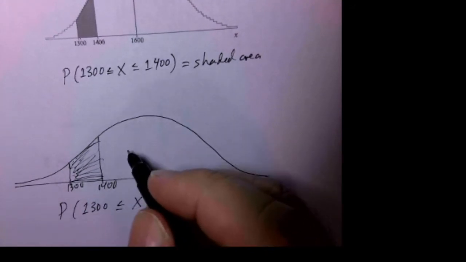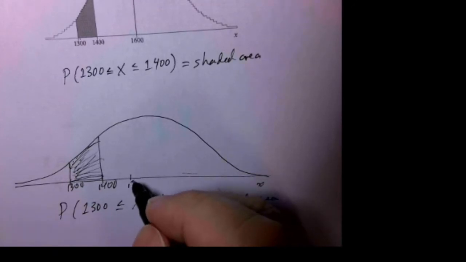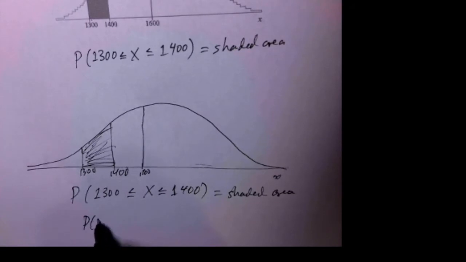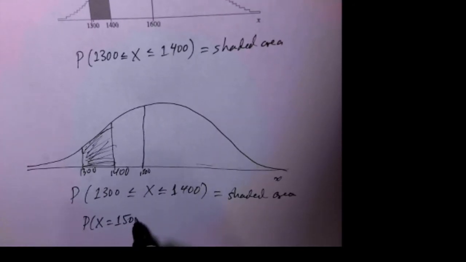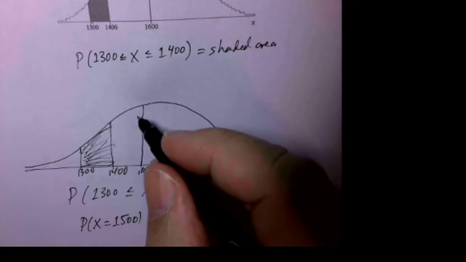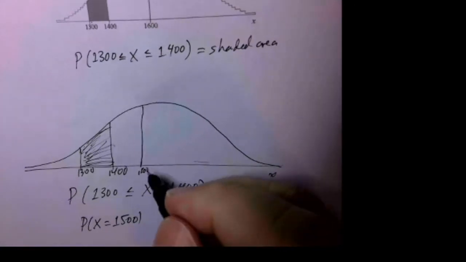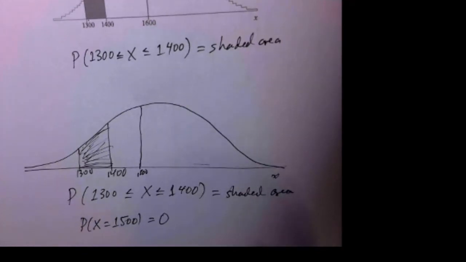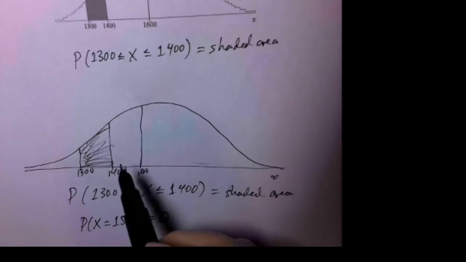There's one more consequence, and that is, suppose this is 1500 here. Suppose you wanted to talk about the probability that x was actually equal to 1500. Well, that would be the width of this bar, the area of this bar. And the area of that bar is 0, because it has no width. And that's going to be true for any continuous random variable. The probability that a continuous random variable takes on any particular value is going to be 0.